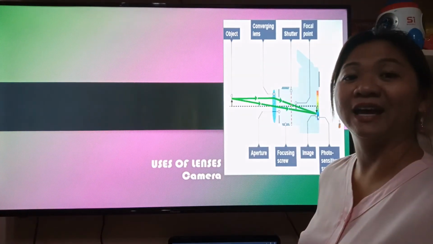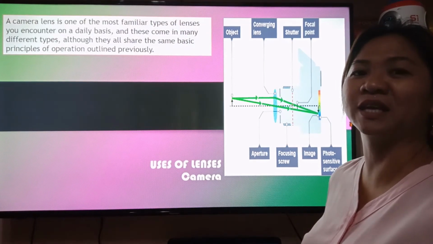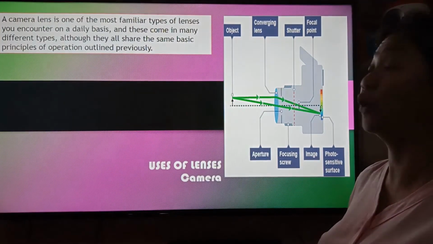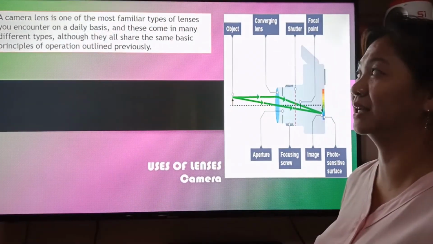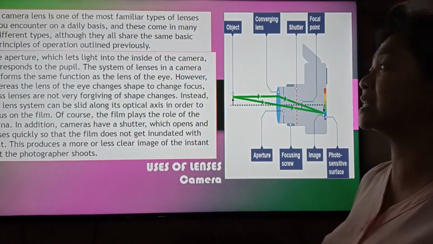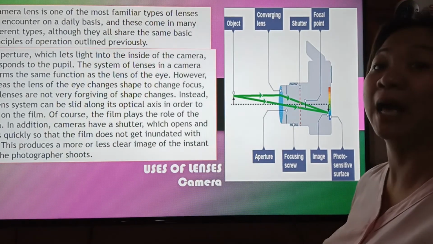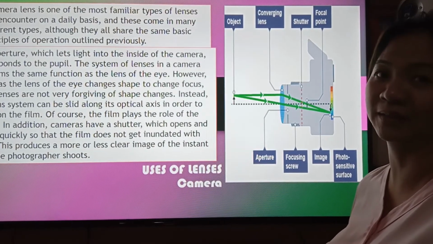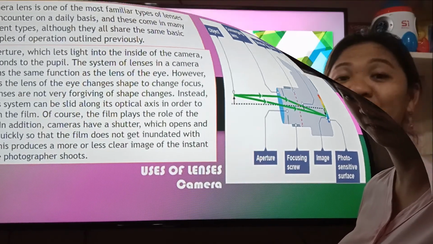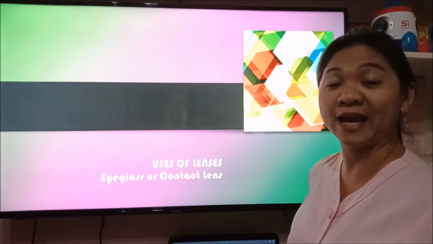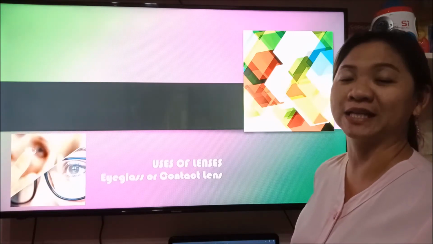Class, a camera uses a convex lens or a converging lens. And the system of lenses in a camera performs the same function as the lens of the eye. Another use of lenses is the eyeglass or contact lenses.